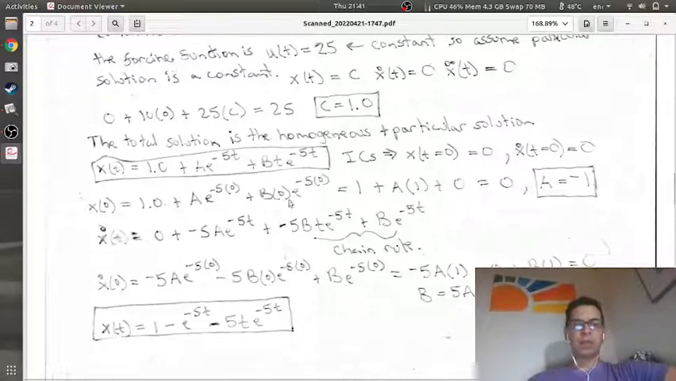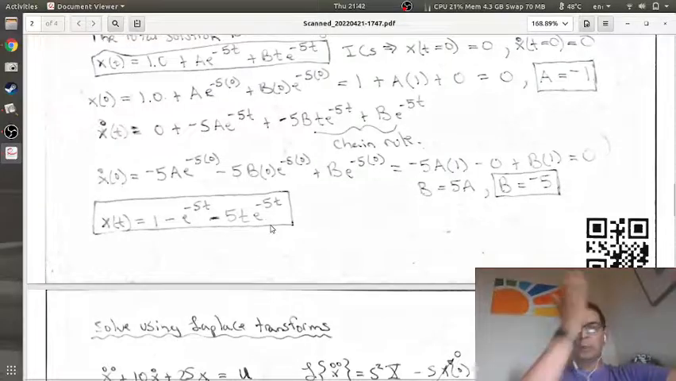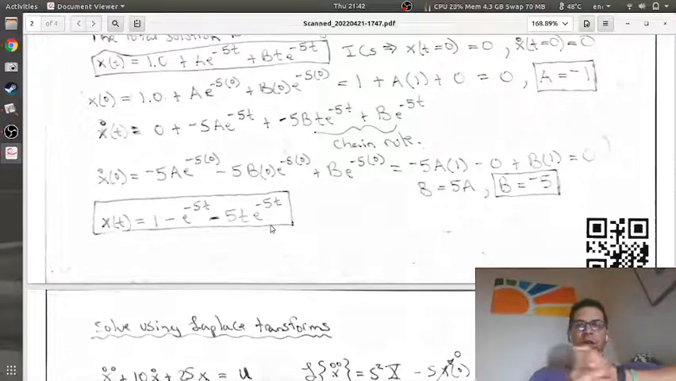Once we have the derivative of our total solution, we plug in 0 for time, and we get negative 5a times e to the 0, which is 1. Then negative 5b times t, well, t is 0, so that whole term goes to 0. And then plus b e to the 0, which is just b. So you get negative 5a plus b equals 0, and in that case, b is 5a, and so b is negative 5. You plug negative 5 into b and negative 1 into a, and you get this solution here: 1 minus e to the negative 5t minus 5t times e to the negative 5t. So that is the way to solve that equation using a e to the st.